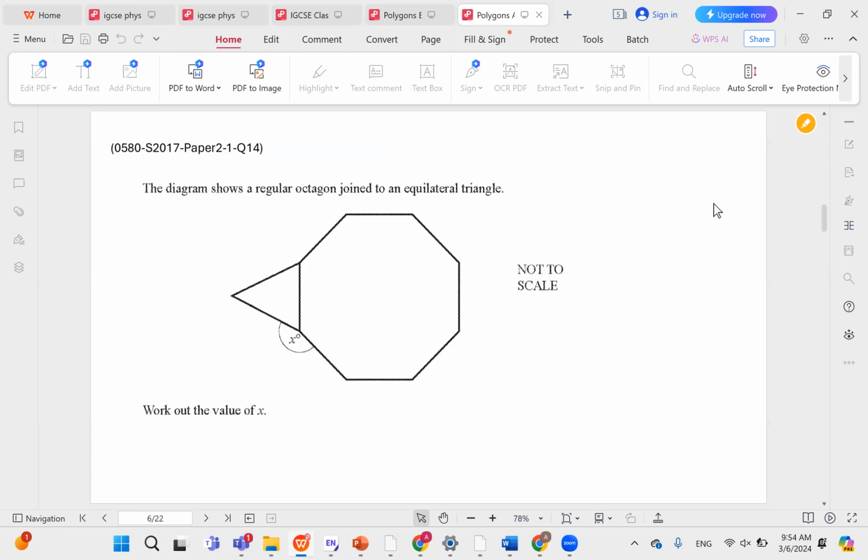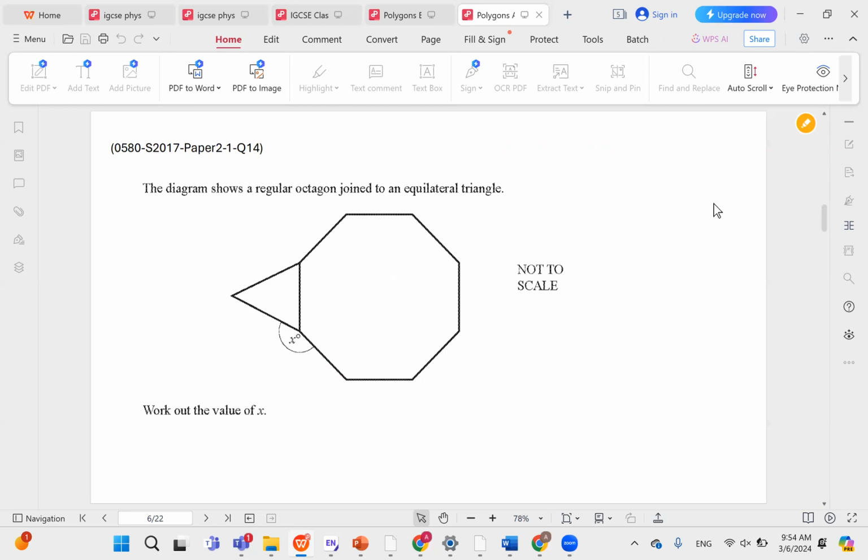The diagram shows a regular octagon joined to an equilateral triangle. Work out the value of x. So here they didn't give you any information except that you have an octagon and an equilateral triangle. These are both regular shapes, so all the sides are equal.